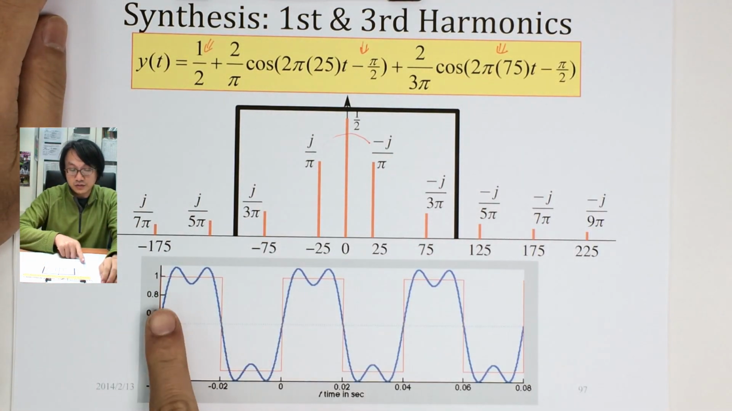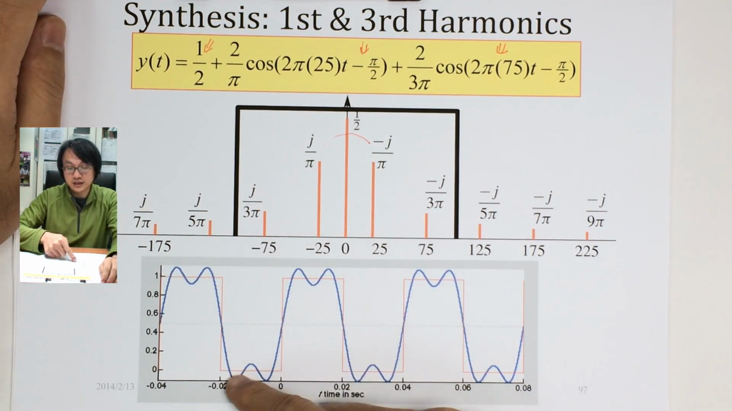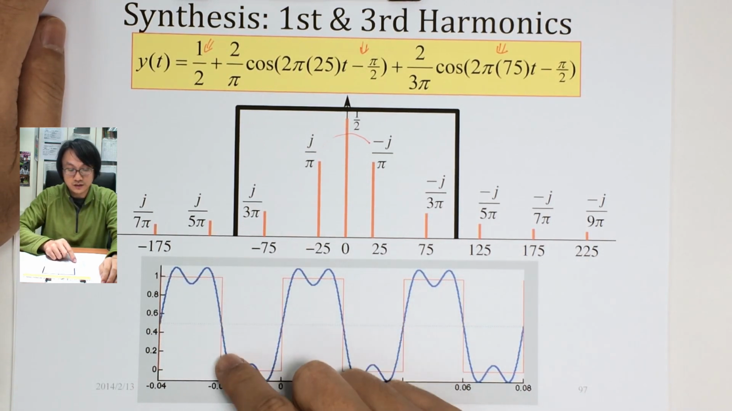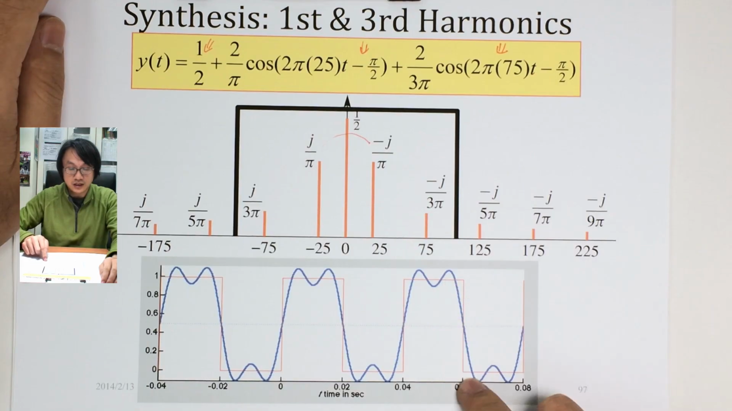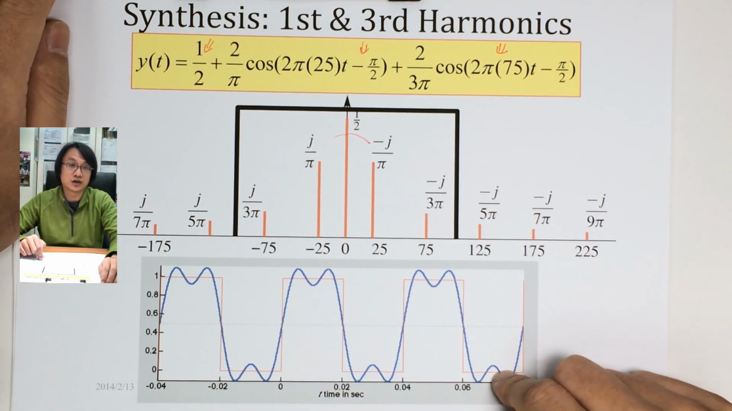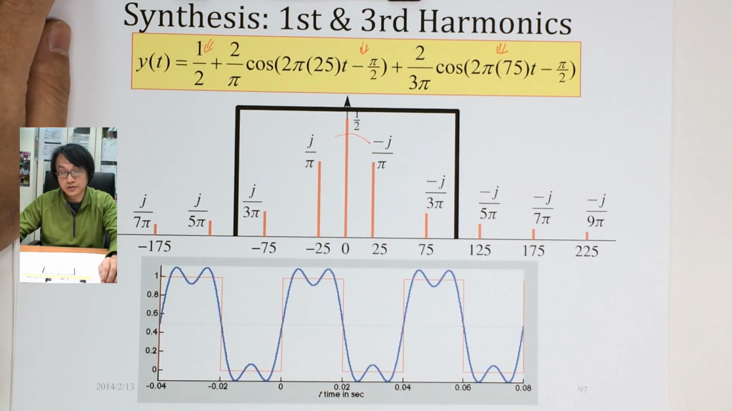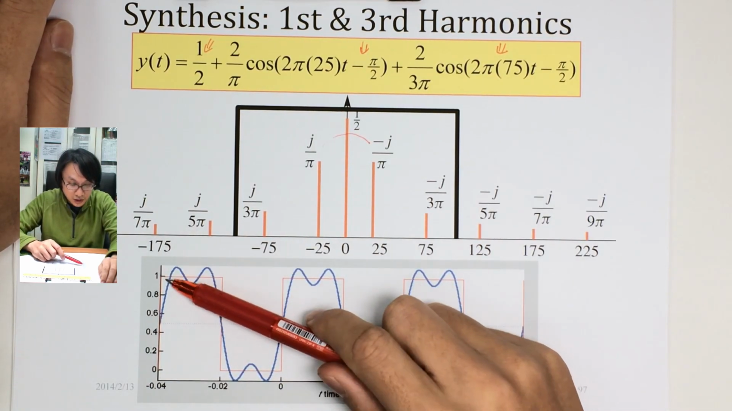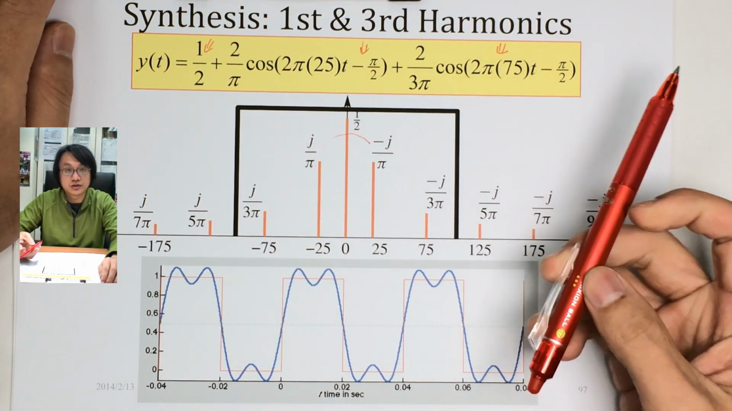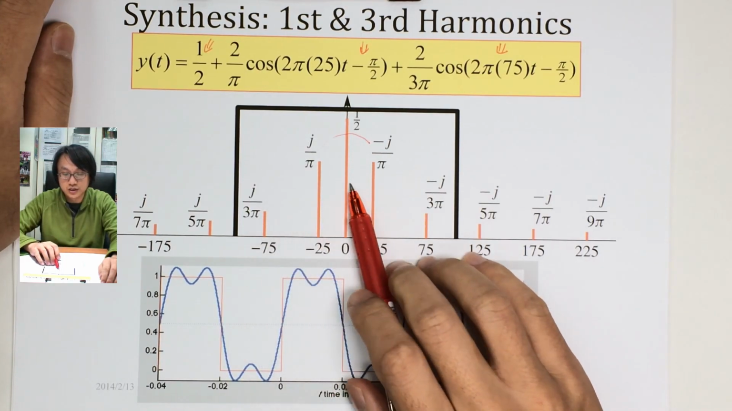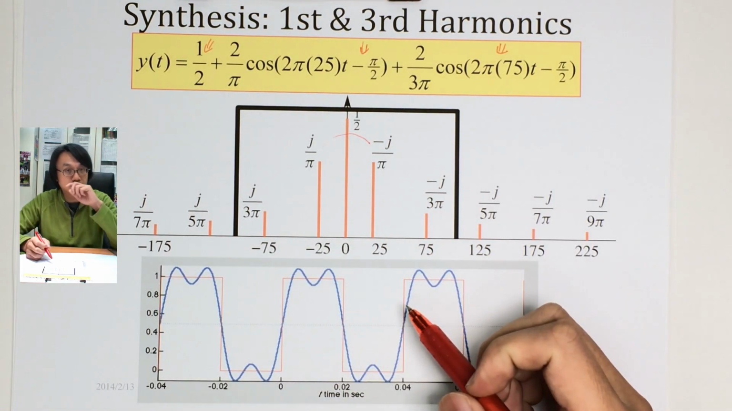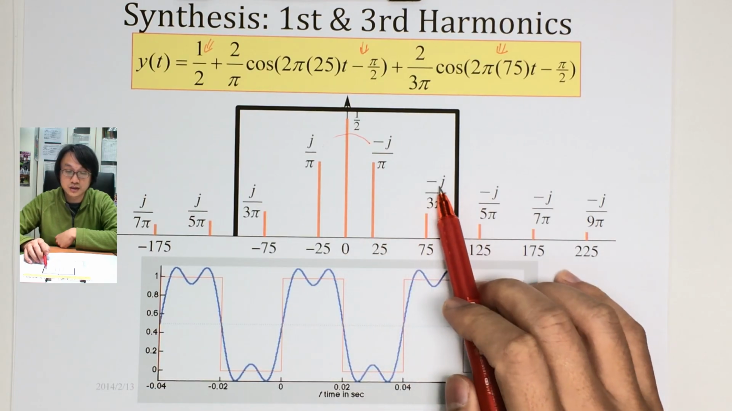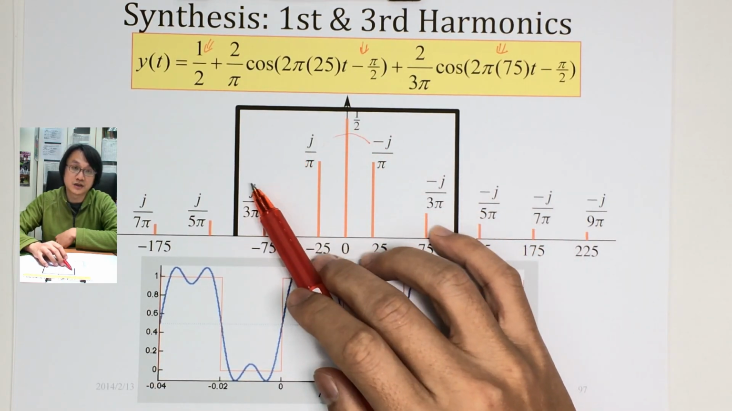Originally, to record this red signal, we need a lot of sample points to store that signal. But if we want to store the blue line on a computer, we don't need point-by-point samples. We just store the information for those 5 spectral lines: 0 Hz, 25 Hz, 75 Hz, and their corresponding amplitudes and phases.